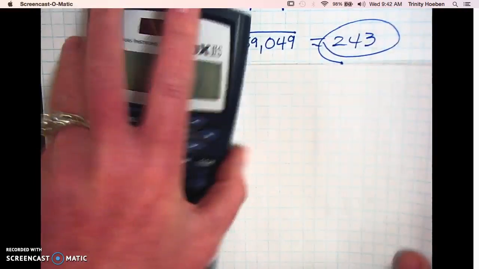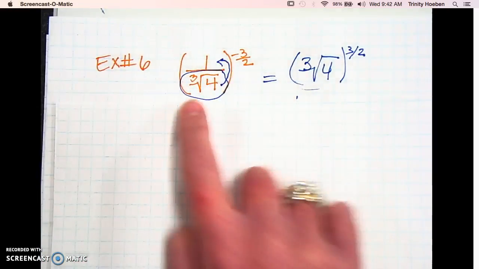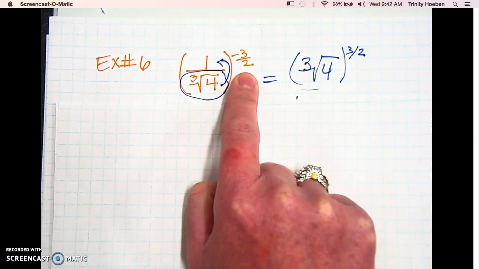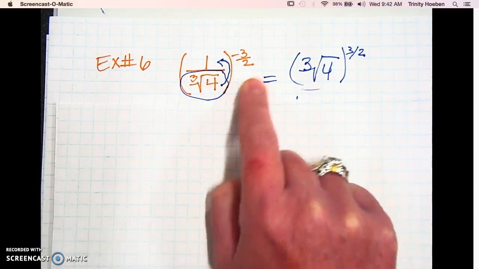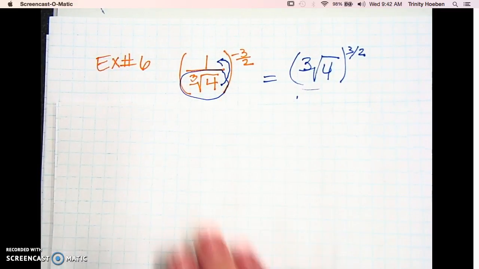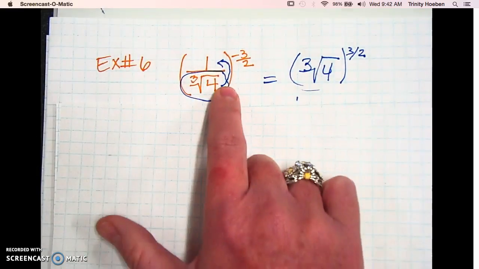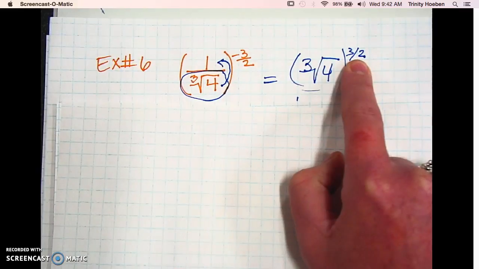Now moving on to example number 6. For example number 6, we're going to start with 1 over the third root of 4, all to the negative 3/2 power. When you have a negative exponent, you want to take your numerator and move it to the denominator, or in this case, your denominator and move it to the numerator. So we moved it up here and we get the third root of 4 to the 3/2 power.